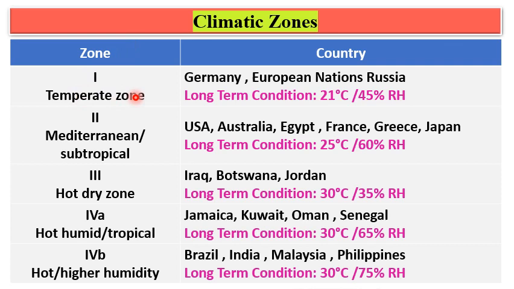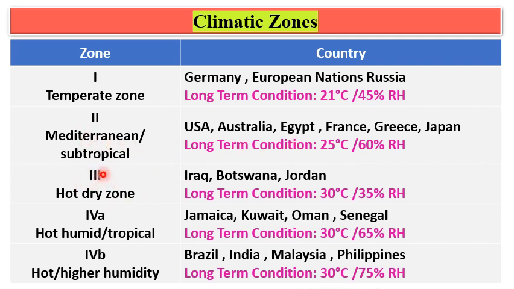So zone 1 is the temperate zone. Countries like Germany, European nations and Russia come into zone 1. The long term condition is 21 degrees, 45% RH. So 21/45 is the long term stability condition for zone 1. Then zone 2 is the Mediterranean or subtropical zone. USA, Australia, Egypt, France, Greece and Japan and other countries come under zone 2. The long term condition is 25/60 for zone 2.